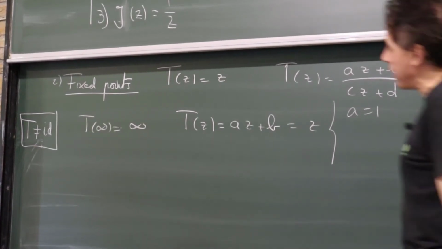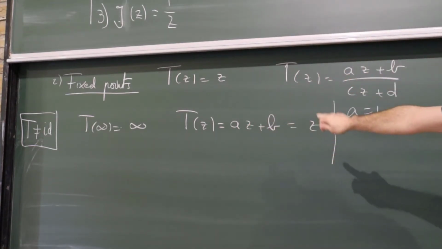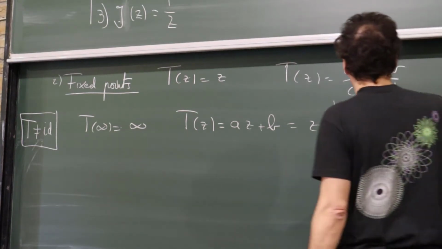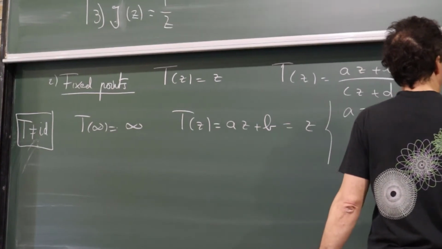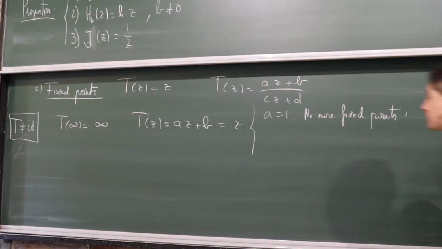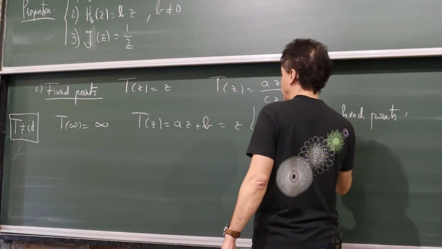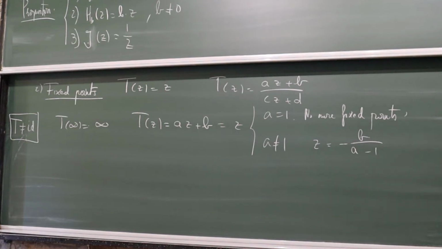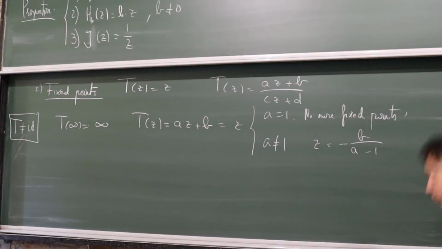If A is equal to 1, as T is not the identity map, B is not 0. So Z plus B equal to Z means that, well, this is impossible. No more fixed points. And if A is different from 1, there is another fixed point. So another fixed point would be the point minus B divided by A minus 1. So we have at most two fixed points in this case, infinity and perhaps another fixed point here.